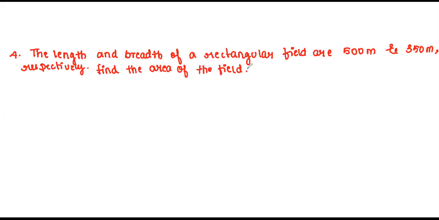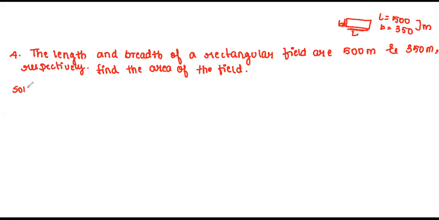Okay, students, so this is your question. The length and the breadth of a rectangular field. So there is one rectangular field. You all can see this is one rectangular field. Here 500 meter and 350 meter are given. The length is 500 meter and the breadth is 350 meter. Both are in meters itself. This is the length and this is the breadth. And what you have to find is the area of the field.